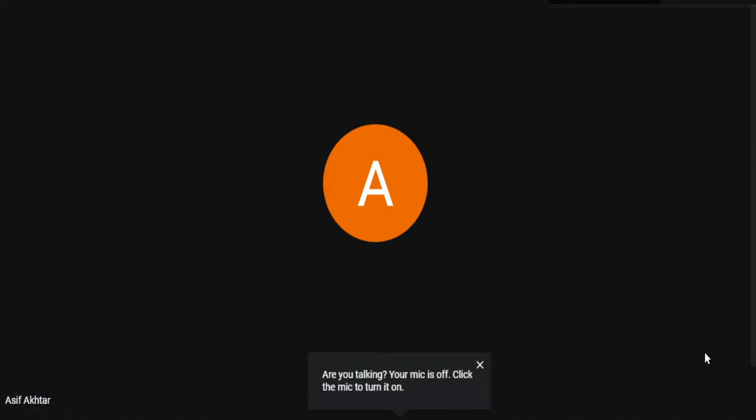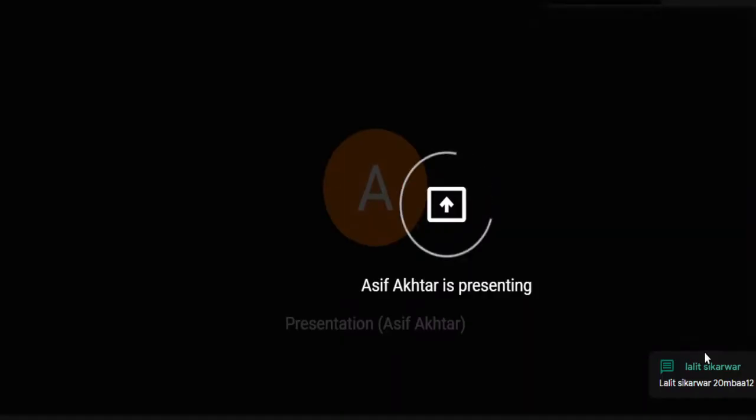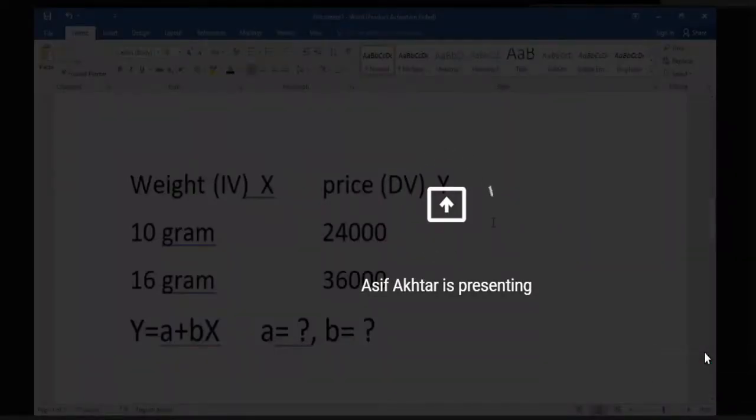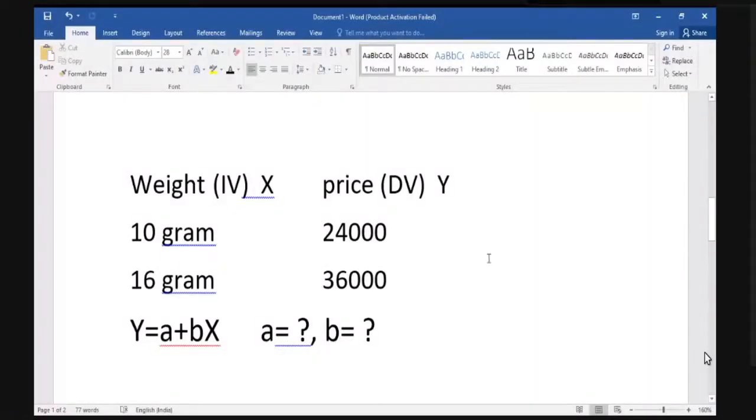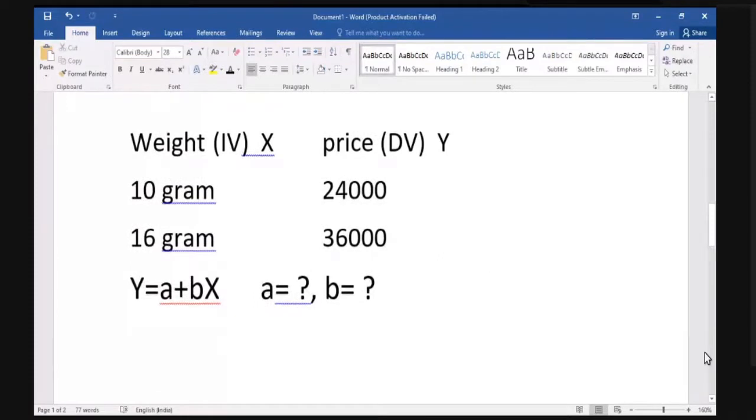Right? So starting on the same, I'm just sharing my screen with all of you. Is my word file clear to all of you? My word file is clear to all of you? Yes, sir. Yes, sir. Yes, sir.